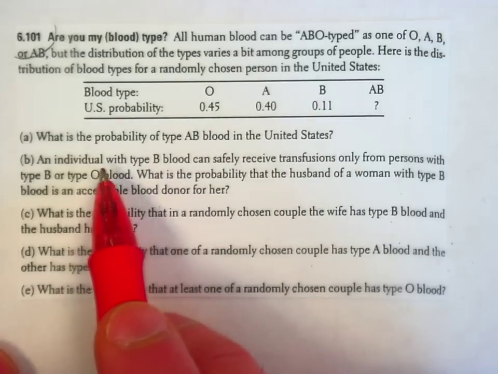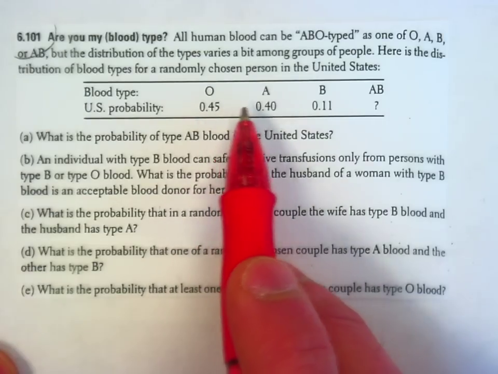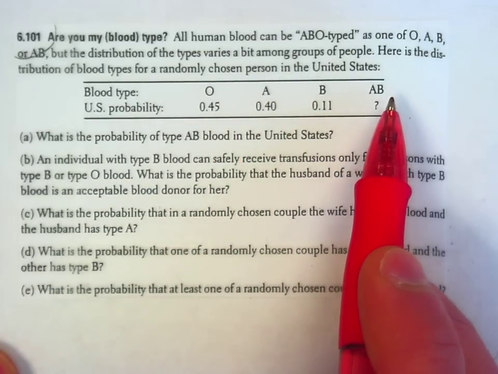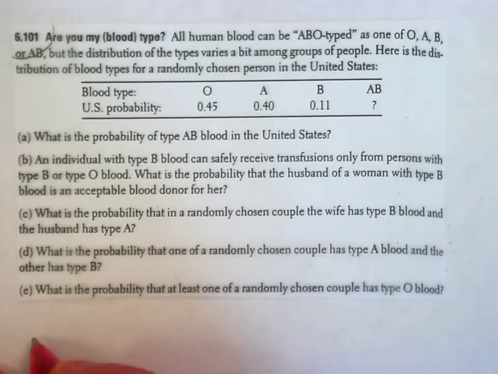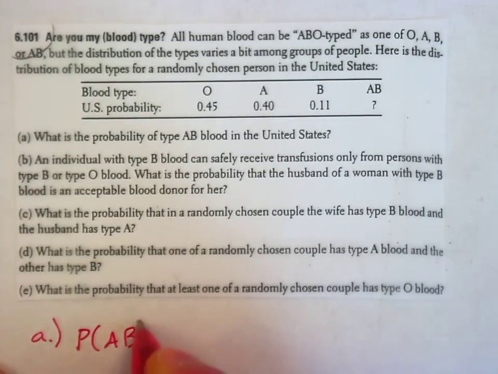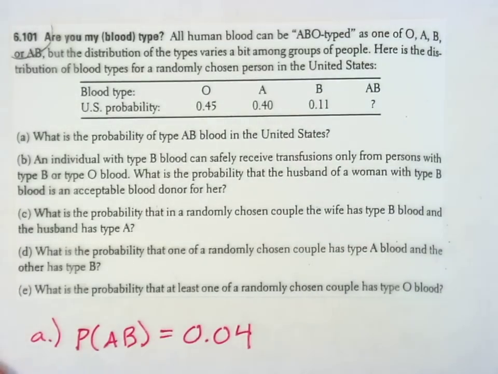So, blood types. What is the probability of type AB blood in the United States? Well, all of these likelihoods have to add up to 1. So if I take 1 minus the 0.45 minus 0.4 minus 0.11, that gives me the likelihood of, in part A, the probability of type AB. That's 0.04. We're done with that one.